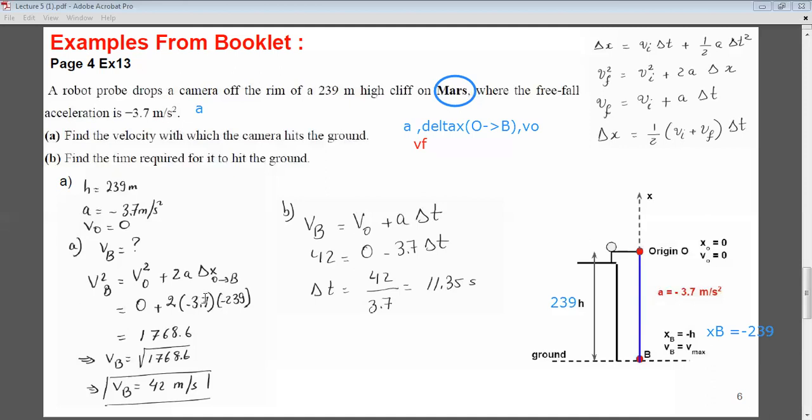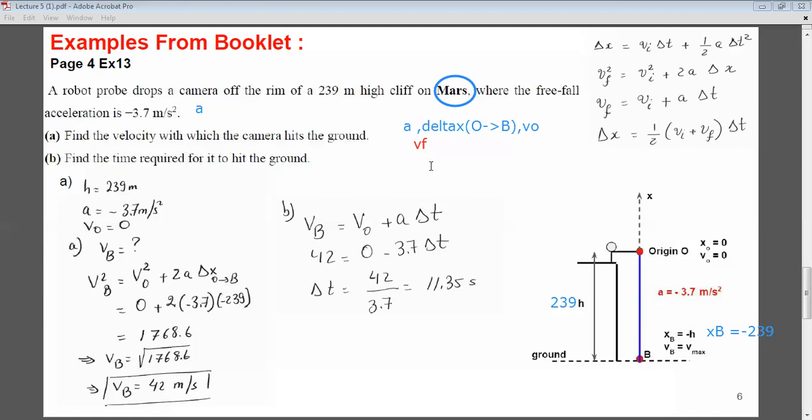Okay. I do the calculations. 2 times 3.7 times 239. We pay attention that negative and negative becomes positive. So VB will be square root of 1768.6. It's 42 meters per second. Part B, find the time required for it to hit the ground.